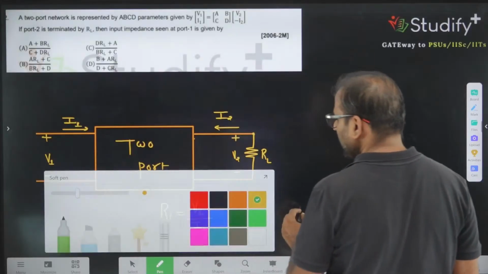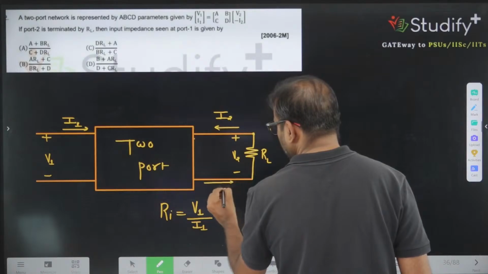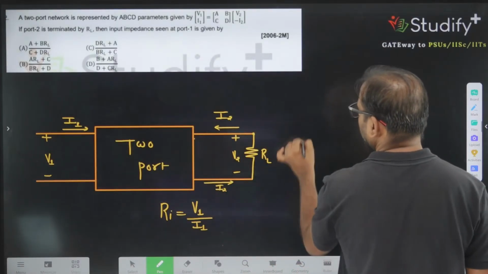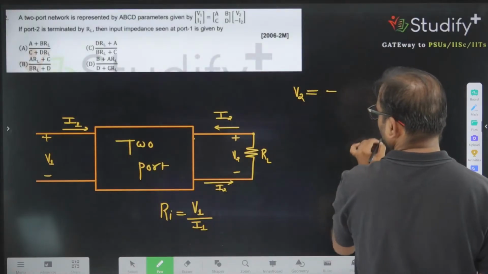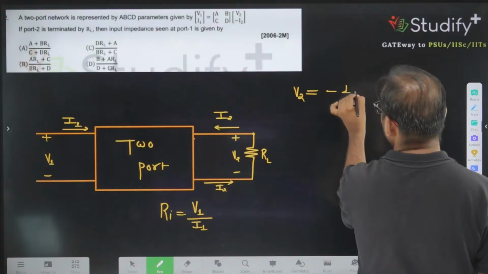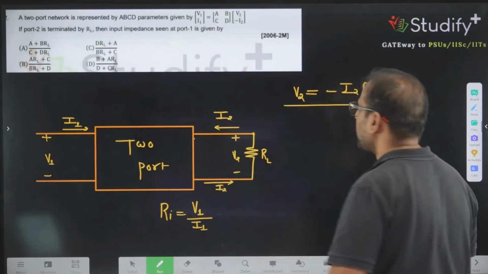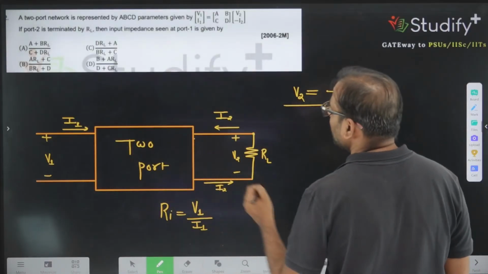From here, one equation we can write. If current I2 is entering from the network, what is net outgoing current? That is also I2. So if current will enter from negative polarity, what is the value of V2? The value of V2 is minus I2 into RL. Now we can say, what is our equation?